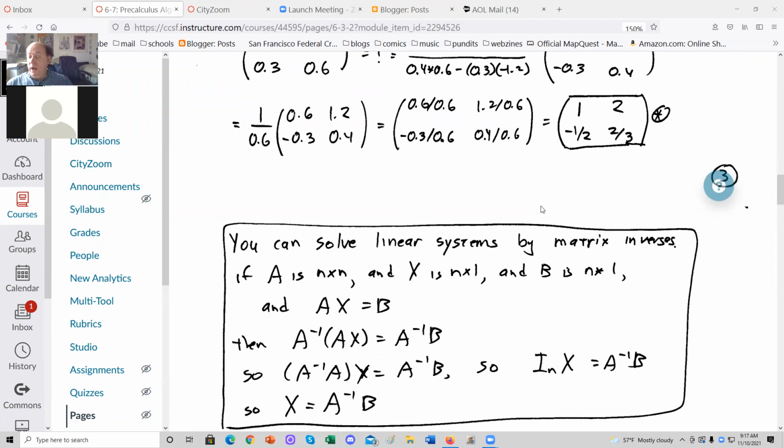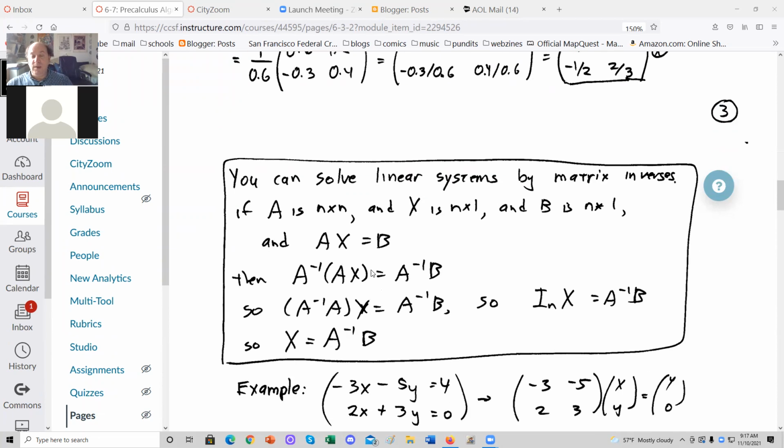Now, the point of a matrix inverse is that you can do the equivalent of dividing. If you have an ordinary equation, AX equals B, you divide both sides by A and get X equals B over A. Well, similar with this.